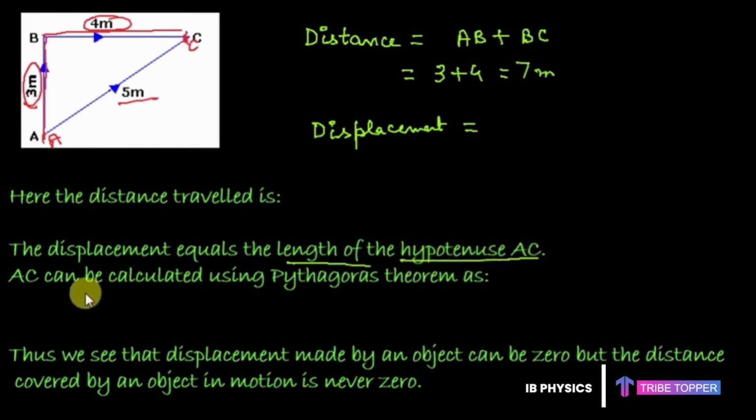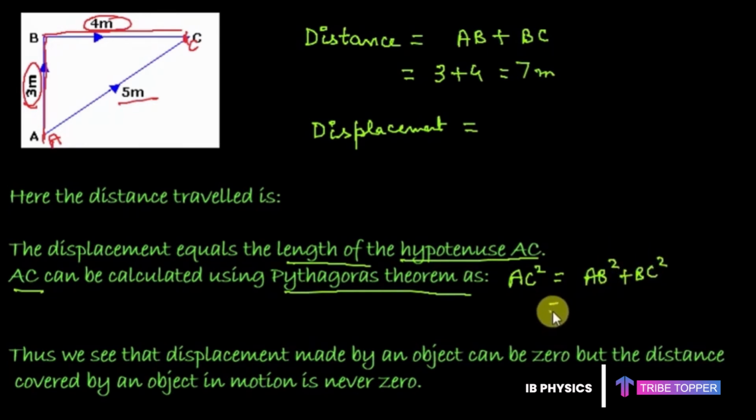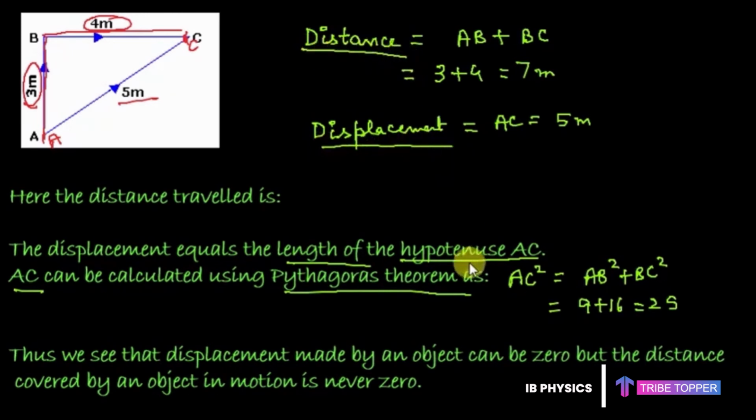And how do we calculate AC? You've done Pythagoras theorem in maths. Therefore, we can find out here AC square is equal to AB square plus BC square. So that gives you 9 plus 16, 25. And therefore, your AC is 5 meter. So you can make out that how your displacement is coming out to be different from the distance every time.